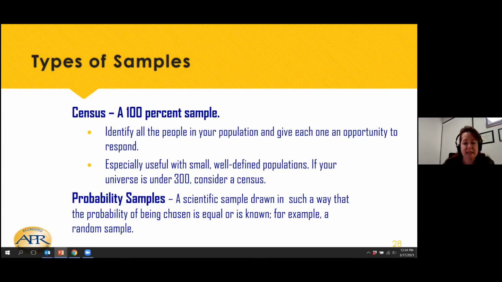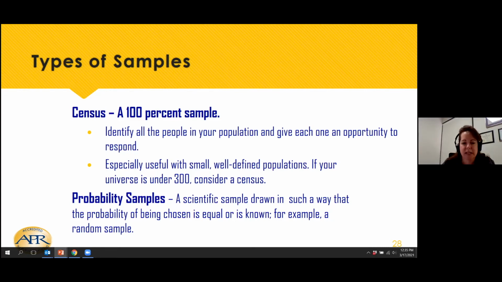A census is a 100% sample. So you're identifying all of the people in your population and giving each one an opportunity to respond. This is especially useful with a small, well-defined population. So if your universe is under 300, consider a census. A lot of times this is best if you're working with an internal audience like your staff.